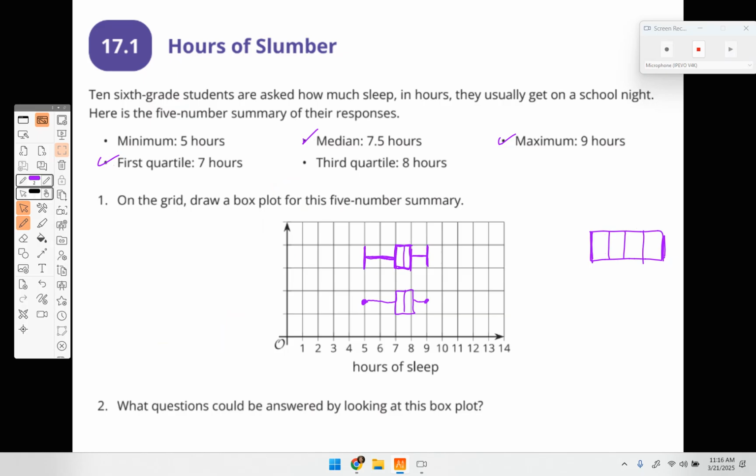We do know that at least half of our 10 sixth grade students, so what would be half of 10? 5. At least 5 people landed between 7 and 8. That could have been right at 7, right at 7.5, or right at 8. But I know 5 of my values landed in there. Do you remember when we made our human box plot yesterday? We had some that were quartile 1, and I made them stand on top of the line. Why did I make them stand on top of the line? What do you think?